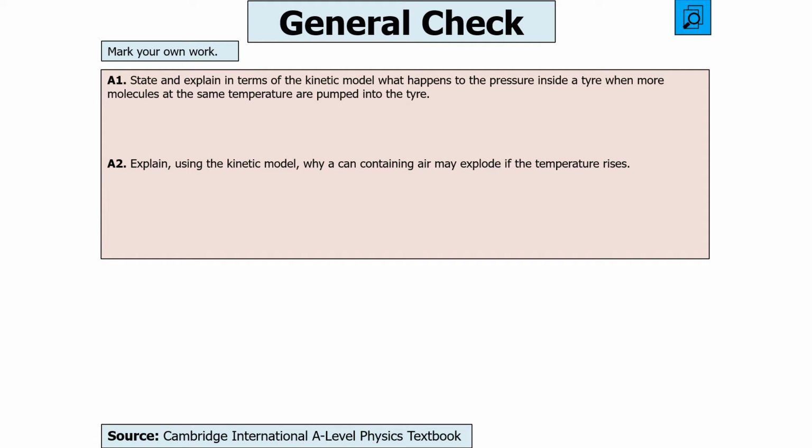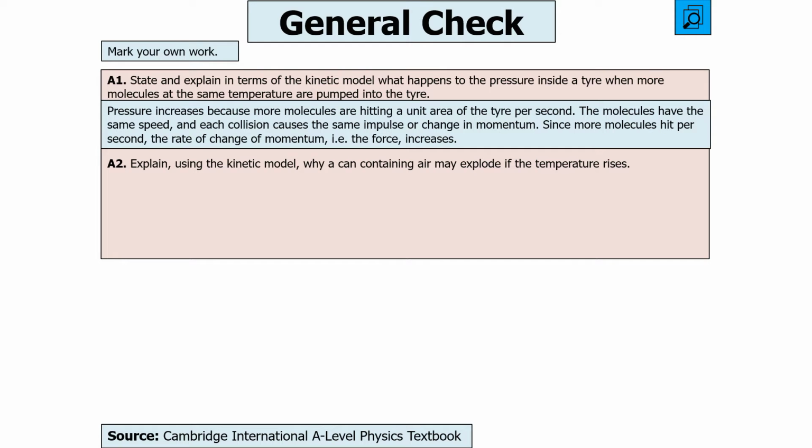Right, remember that pressure is caused by the change in momentum that the particles have on the side of a container. So the pressure increases because more particles are hitting a unit area of the tyre every single second. The frequency of collisions has gone up. So the molecules have the same speed because they've got the same temperature, and temperature links to kinetic energy. So each collision will cause the same impulse or change in momentum. Now since more molecules hit per second, the rate of change of momentum, which is the force, will increase, which increases the pressure.